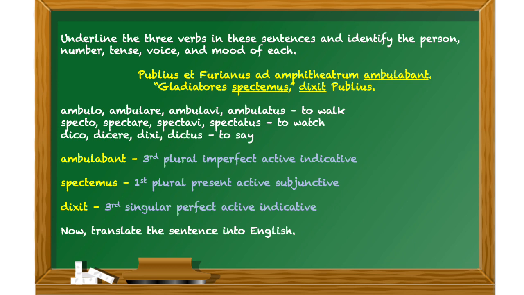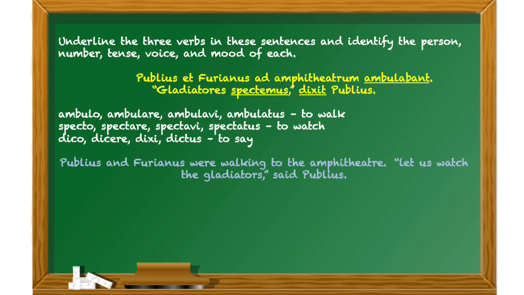Okay, so you should have underlined ambulabant and identified it as 3rd plural, imperfect, active, indicative. Spectemus, and identified it as 1st person, plural, present, active, subjunctive. And dixit as 3rd person, singular, perfect, active, indicative. Now, pause the video one more time while you translate the sentence into English. And you should have come up with Publius and Furianus were walking to the amphitheater. Let us watch the gladiators, said Publius.